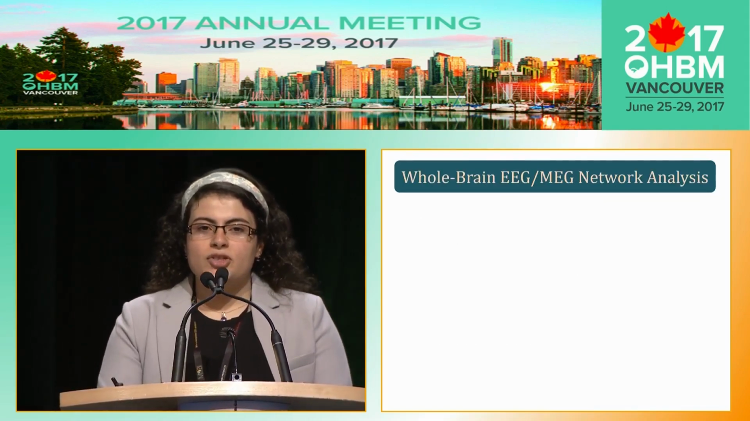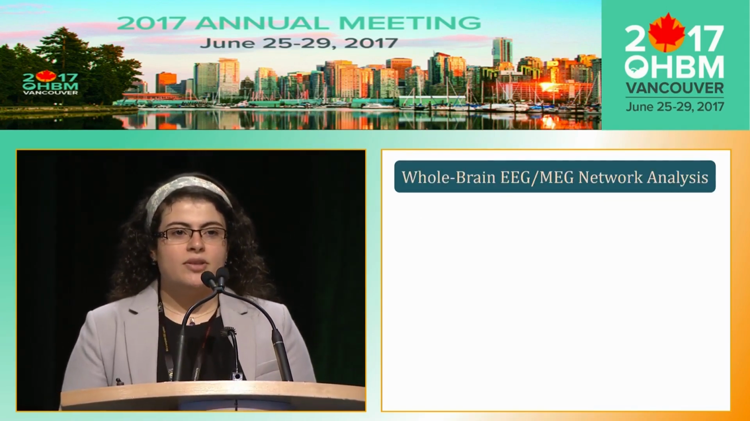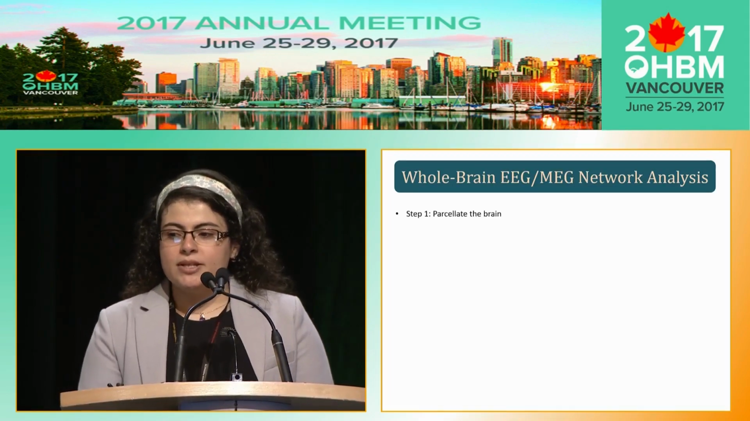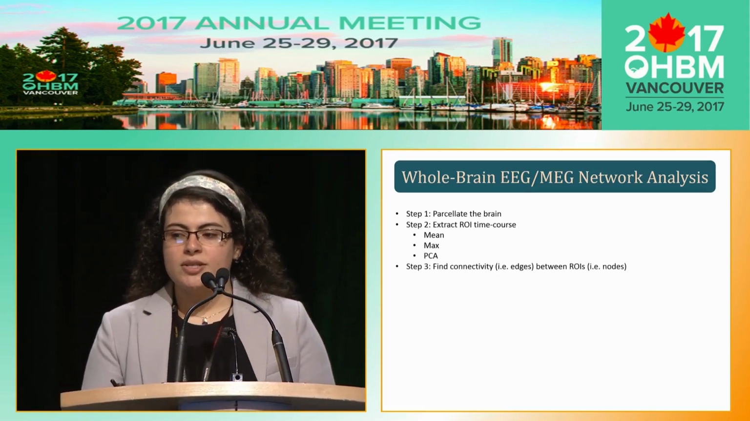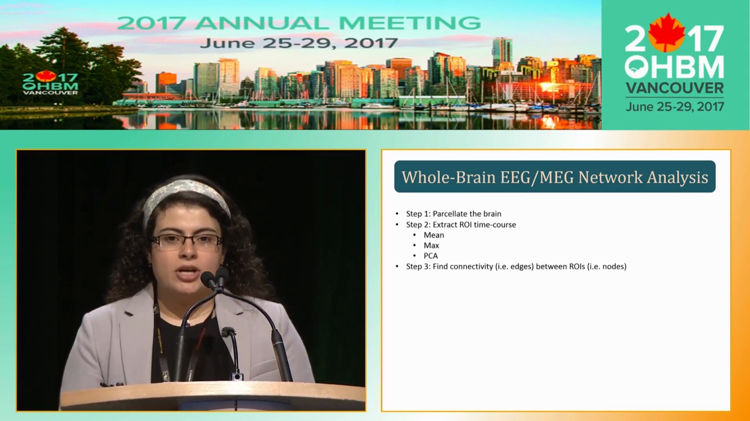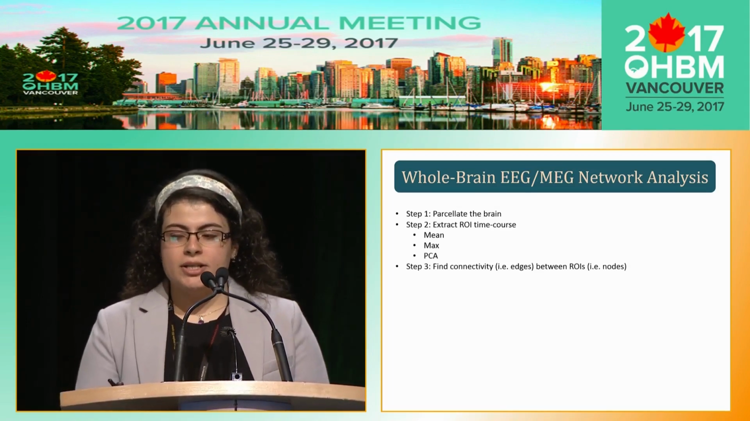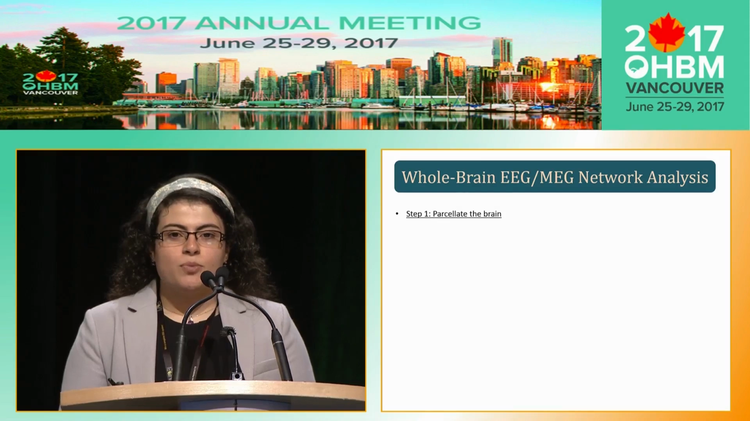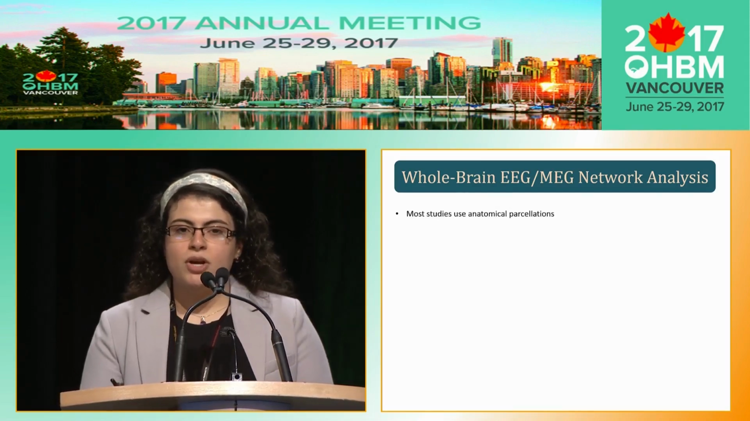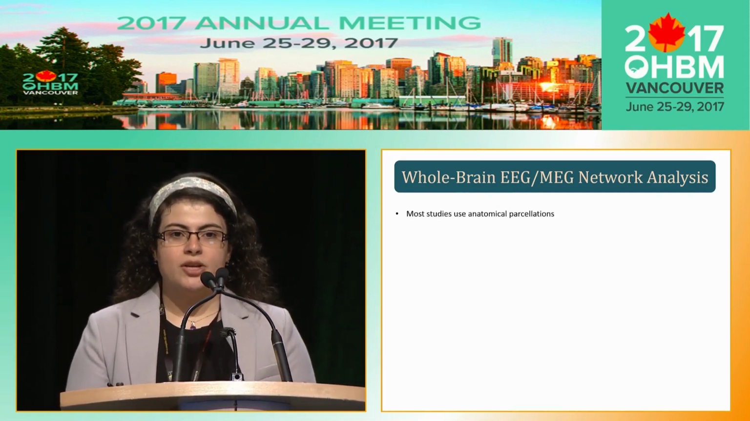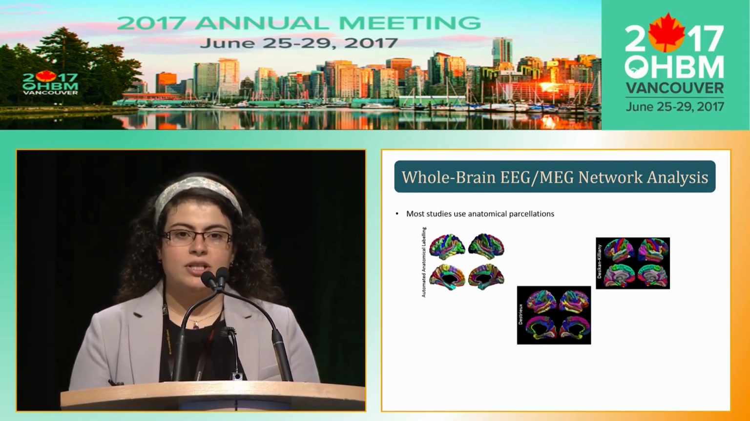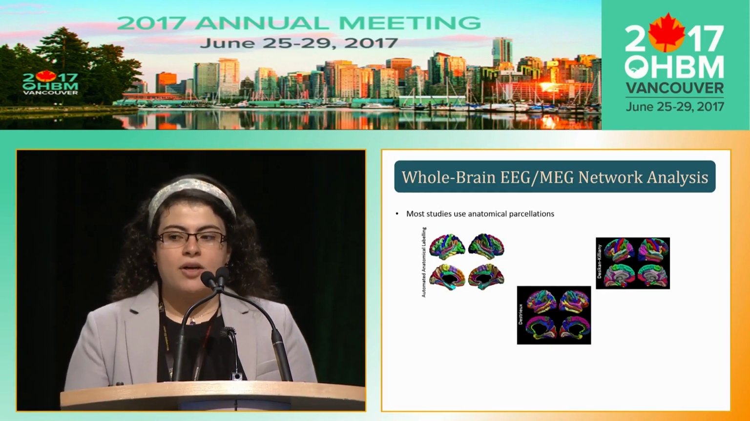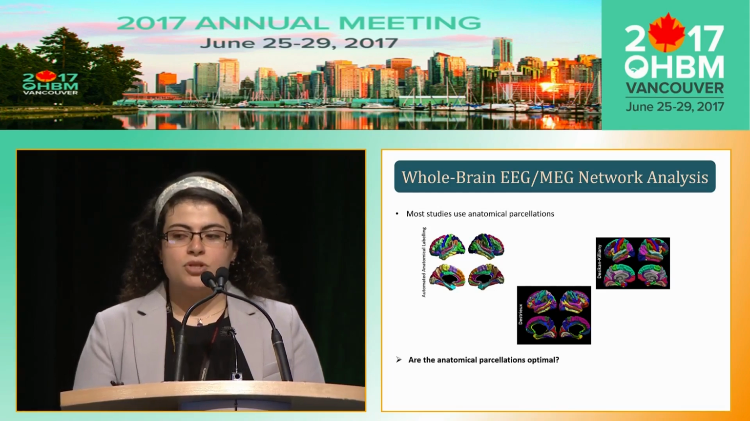Right, so with the EEG image data, if we want to look at the whole brain networks, we typically start by parcellating the cortex, then we extract the ROI time courses, and finally find the ROI by ROI connectivity matrix. But the first step would be to parcellate the cortex, and most studies use anatomical parcellations for this purpose. For example, these parcellations have been very often used in the literature. But the question is, are these anatomical parcellations optimal?